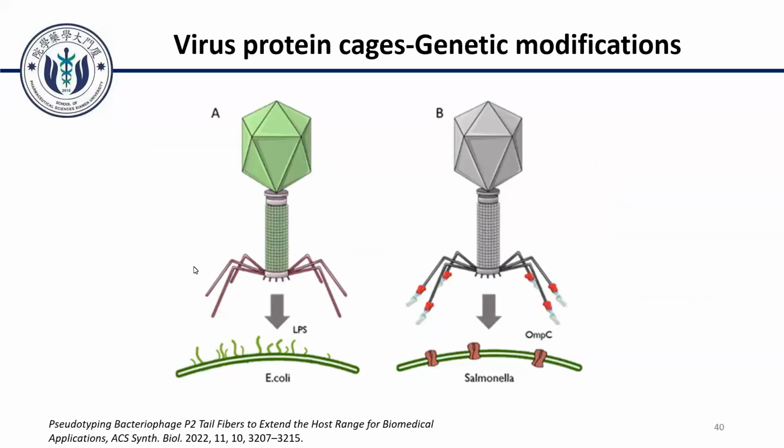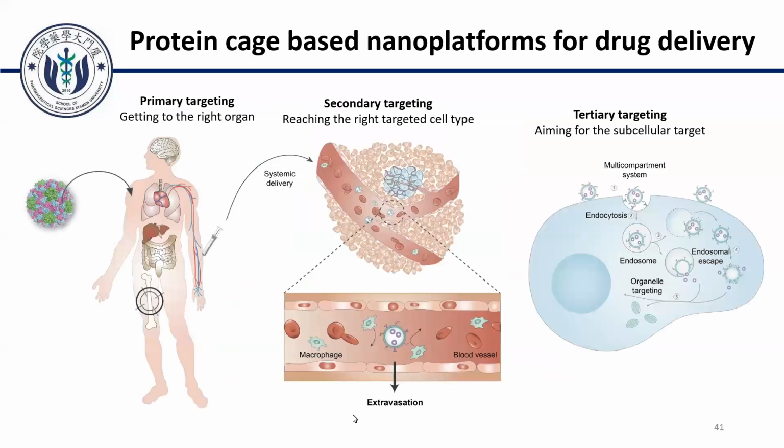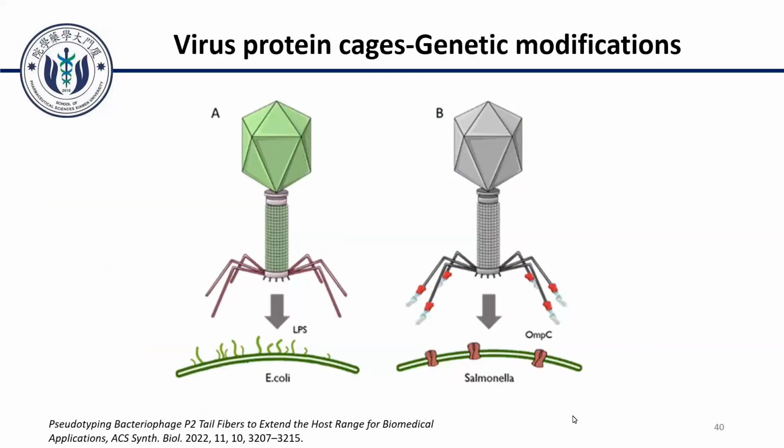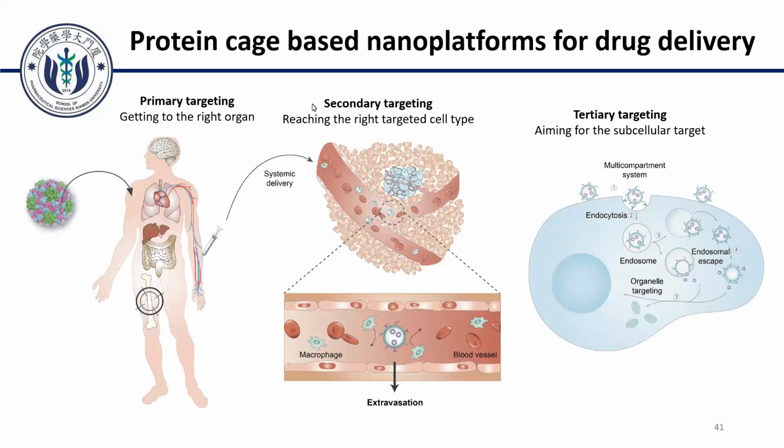One of the examples is genetic modification of the protein or the tails. Then you can basically design whatever targeting cells you would like, besides E. coli. So that means we can achieve the targeting here. The secondary targeting is to distinguish the cell type by modification of the surface of the proteins.